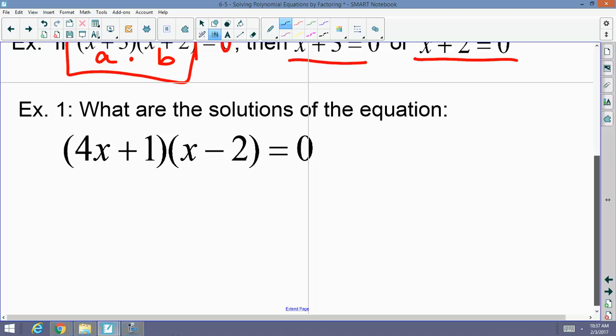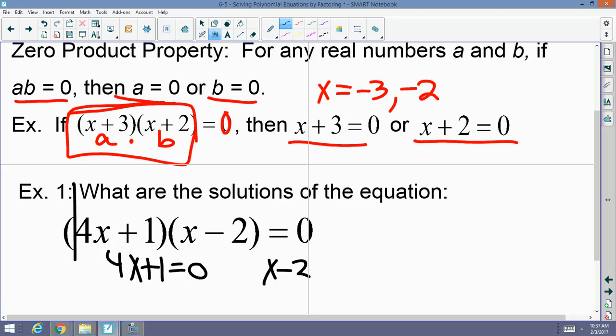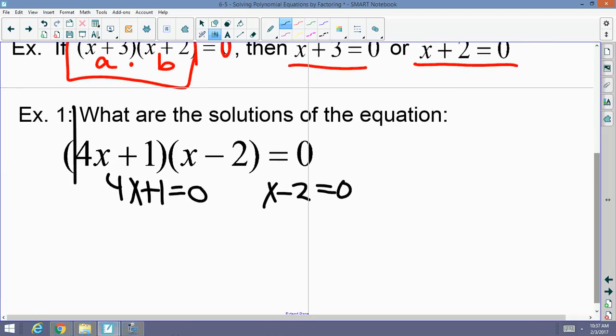Thank you, my brother. So what do I got? So I got 4x plus 1 equals 0, and x minus 2 equals 0. So let's solve for both of them. Subtract 1, divide by 4, x equals -1/4, and x equals also 2. You do not have to do this part, guys. But as a teacher, I want to make sure you understand what it is that I just found.